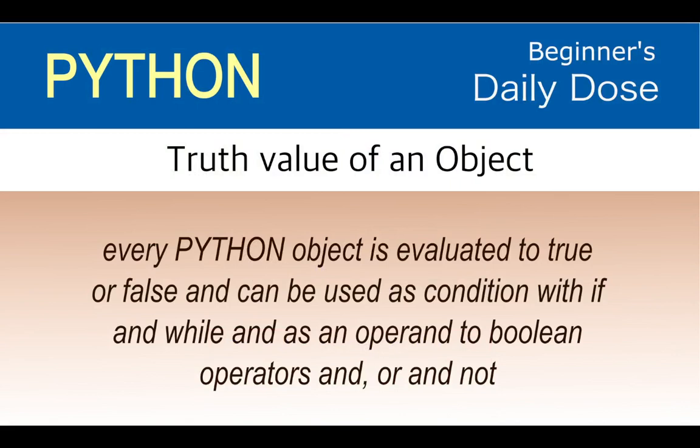This video is part of the playlist Python Basics Programming Beginner's Daily Dose, where I try to come up with videos on fundamental concepts of Python so that beginner level Python developers will get an insight of how things work in Python. In this video, I will discuss how an object in Python is evaluated to true or false with some demonstration code examples. So let's get started.